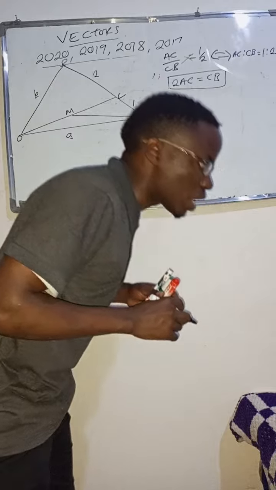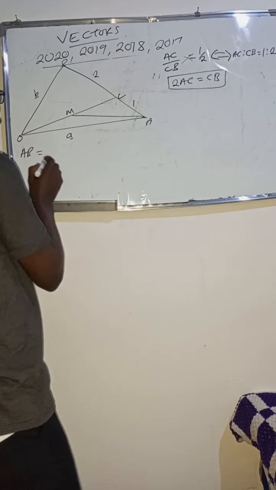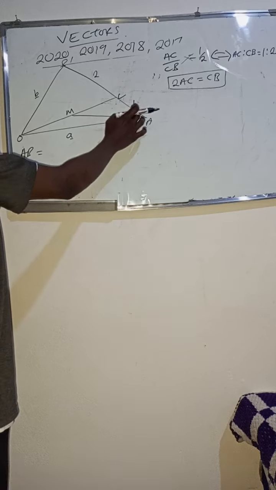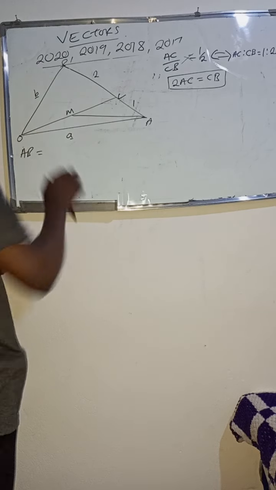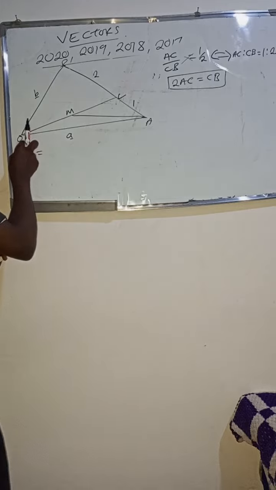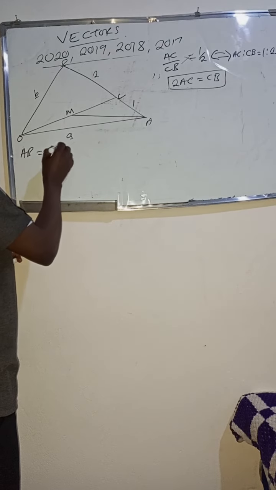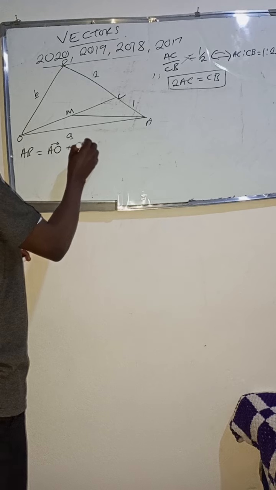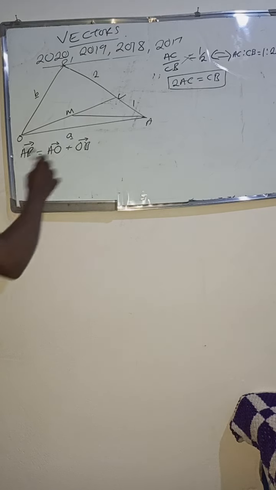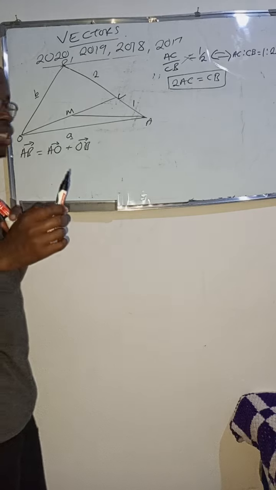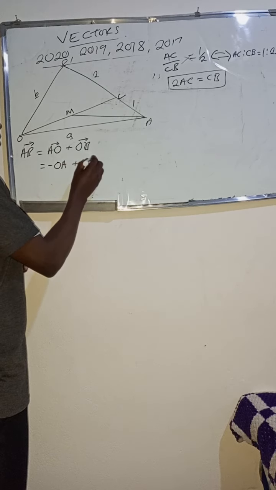It says express in terms of a and or b. That is AB. So again, we assume there's no direct route here, so we want to move from point A to point B, but the only routes available are this one and that one. So we go back to point O, the origin, and then from point O we go to point B. So this is going to be AO plus OB. Now, remember what I just explained when we started? The direction has changed, but the magnitude has remained the same.